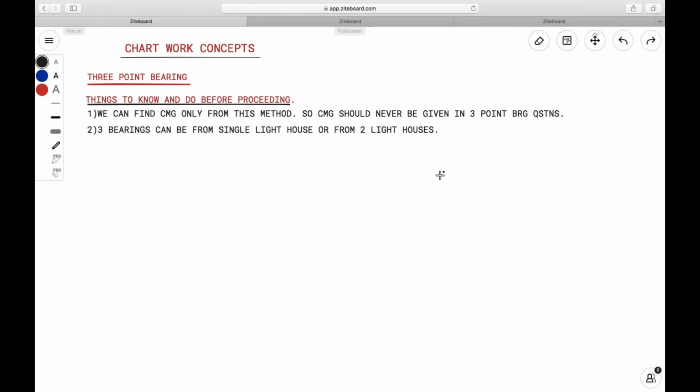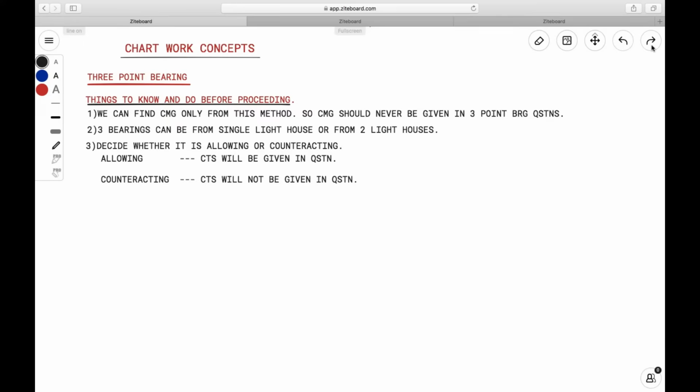Second, the three bearings can be from a single lighthouse or from two different lighthouses. Third point, you need to decide whether this is an allowing or counteracting method. In a 3-point bearing question, it can come as either an allowing method or a counteracting one. Let us see how you can decide. If it's an allowing question, CTS will be given in the question, and if it's a counteracting type, CTS will not be given in your question.